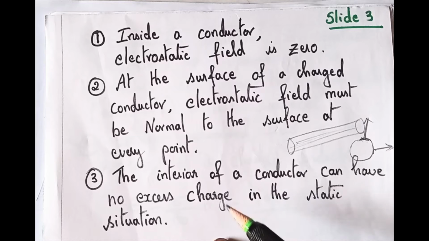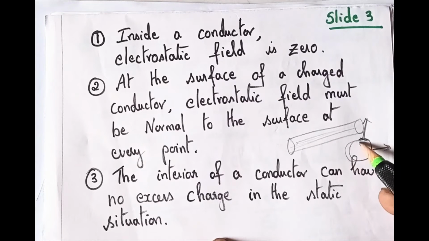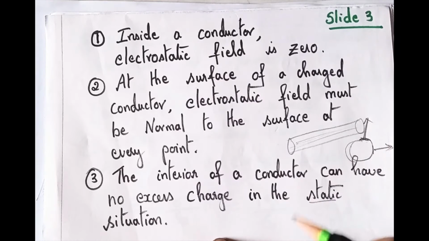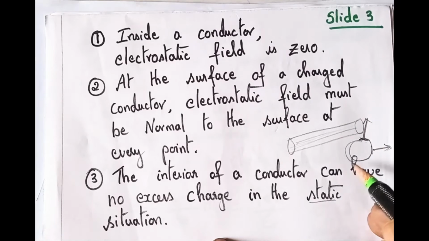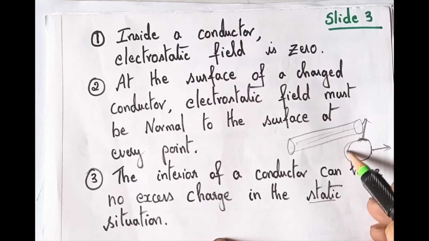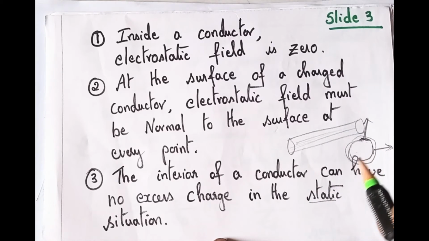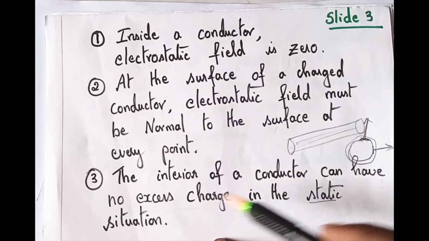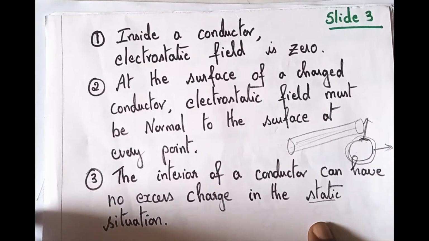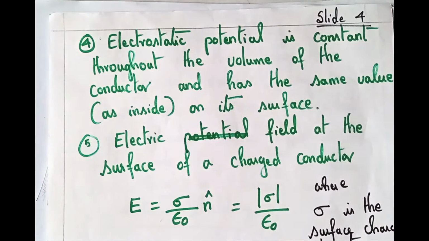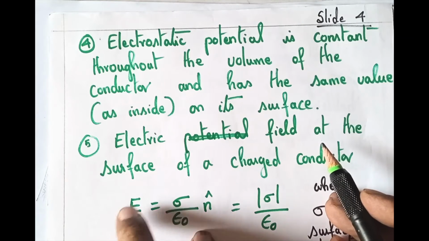Third point: the interior of a conductor can have no excess charge in the static situation. Static situation means the charges are not moving here and there. If you have any additional charges, they will appear only on the surface of the conductor, not inside it. Now the fourth point: electrostatic potential is constant throughout the volume of the conductor.